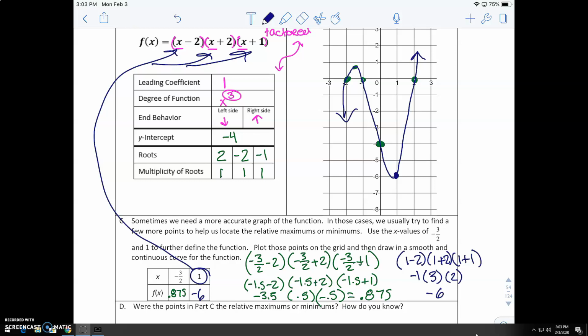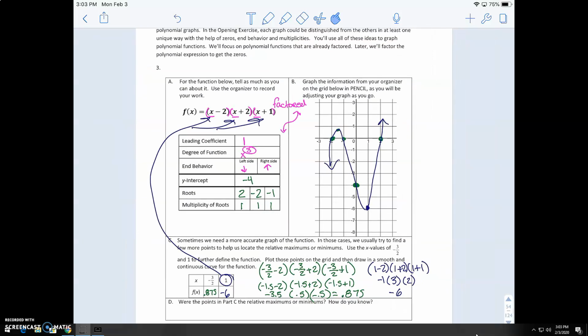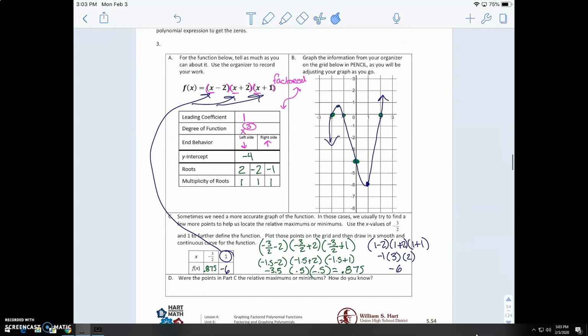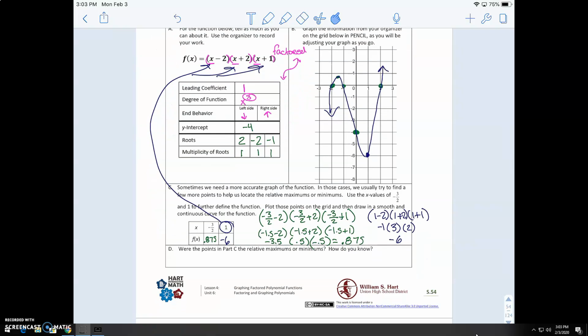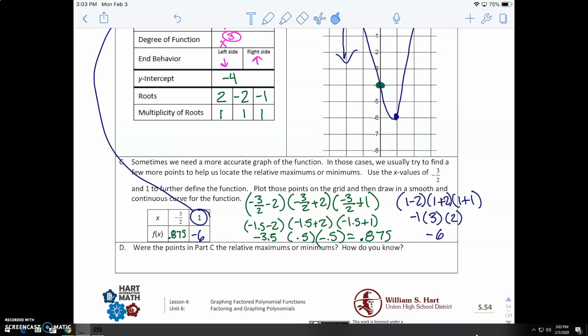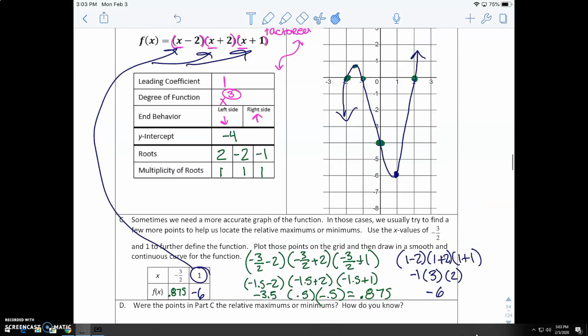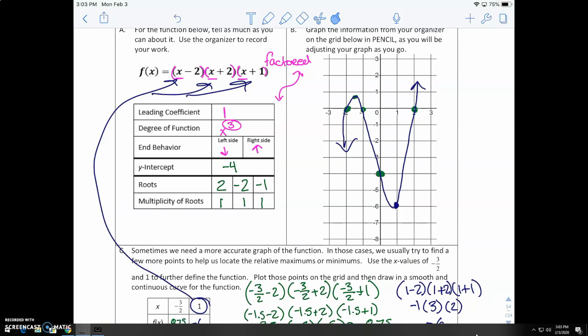Okay, notice that my end behavior matches. It starts down low, it goes up high, and I get that cubic looking thing. So they want to know were those relative maximums or minimums. So this right here is a max. This right here is a min. Neither one of these are absolute. Both of them are relatives because both of them have arrows that go above them or below them.